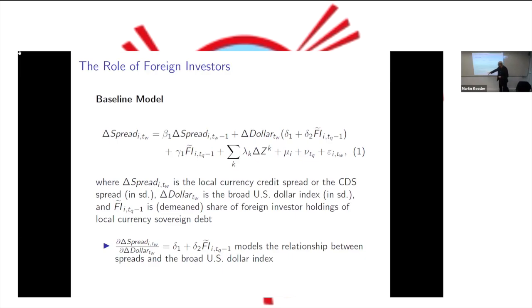Lastly, I just wanted to point out that my explanatory variable of interest here is going to be delta 2. Basically, the partial derivative of the spread with respect to the dollar is going to model this relationship between global financial conditions and credit risk. While delta 1 is going to show that relationship at the average level of foreign participation, delta 2 is going to show how that changes depending on the level of participation.